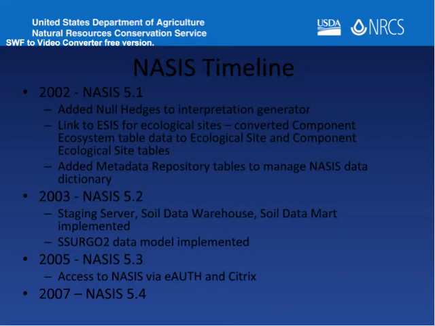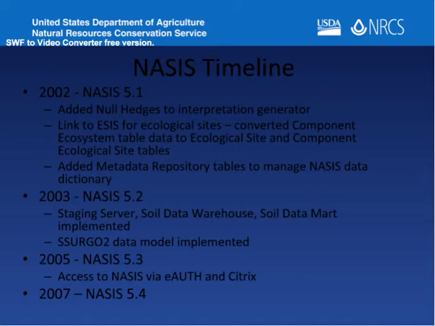In 2003, we rolled out NASIS 5.2, and that's where we set forth the staging server, the Soil Data Warehouse, and the Soil Data Mart. This allowed us a publication method for the data that was residing in NASIS. This is also the same time when we created the Sergo 2 data structure, which you're using now.